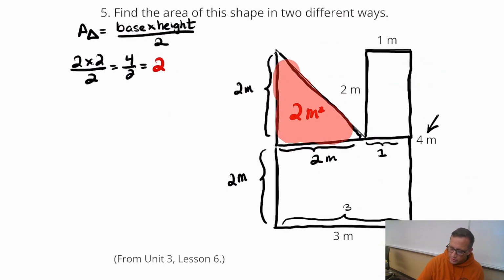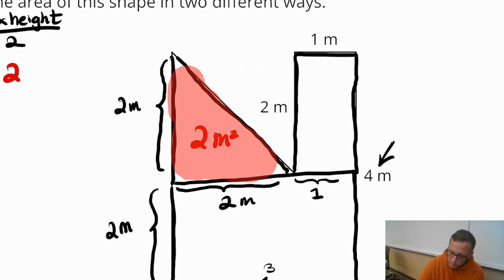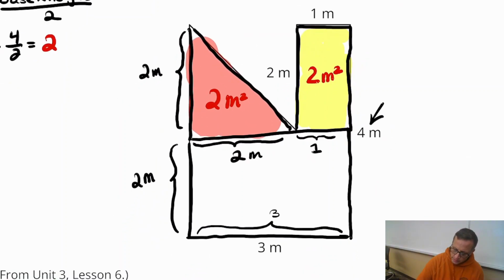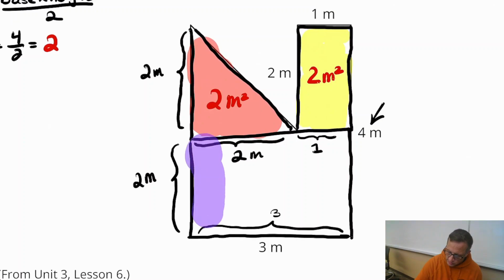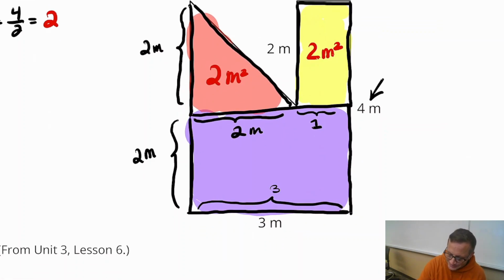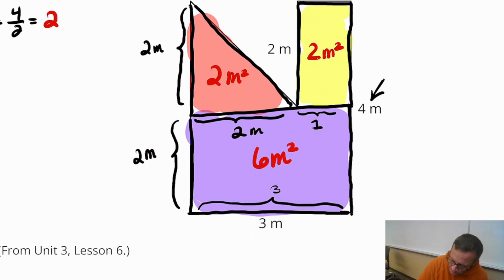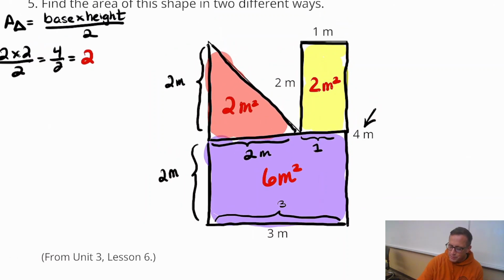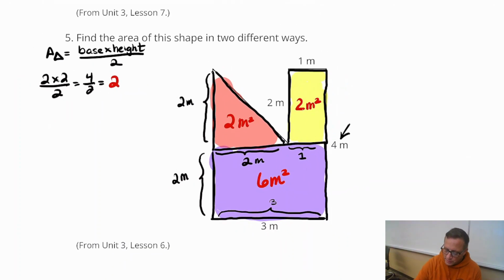The rectangle right next to it, that's easy. That's 2 times 1, right? So that's going to be 2 square meters. All right, so that one is finished. And then last but not least, this large one right here. I've already written in plenty of numbers, so we should be able to figure out what it is. It's going to be 3 times 2, which is 6 square meters. Add it all up, 6 plus 2 plus 2, and you get 10. So the area equals 10 square meters.